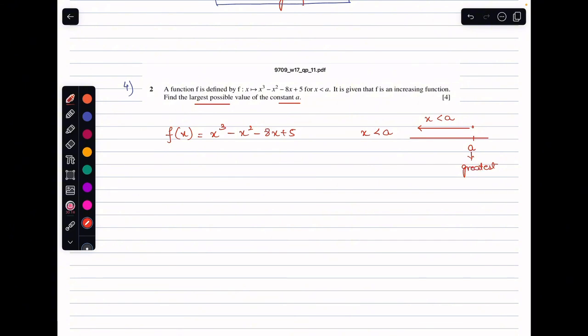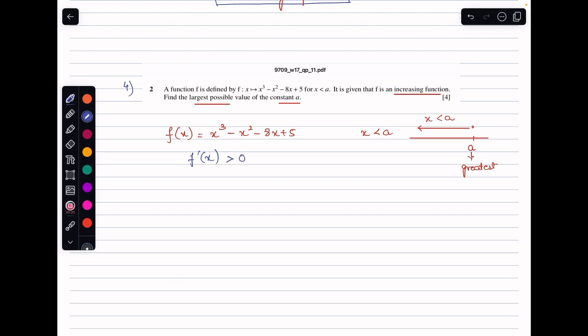So this is how a becomes the largest or the greatest possible value, and it's also given that it is an increasing function. So let's start solving the question. We know that for an increasing function, I shall be talking about the gradient function, which should be greater than 0.